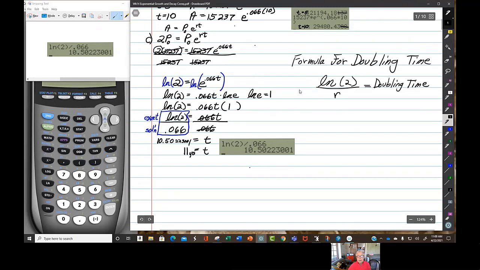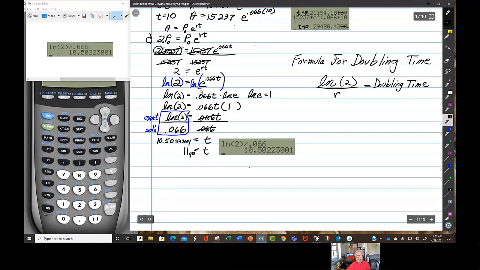So, if you don't want to have to memorize the formula, and I think you've got a lot of formulas to memorize, this is how you would do it. You have 2 times the original amount on the left, the original amount times e to the rt, with again r written as a decimal, and then you just go through the steps. You always divide out the number in front of the e, always, always, always, so that you're left with e to the rt. You're left with 2 equals e to the rt.